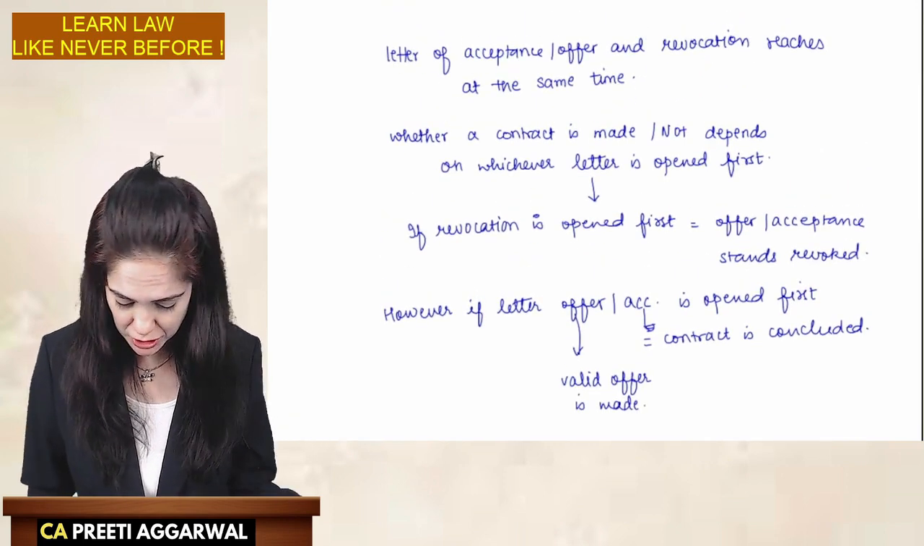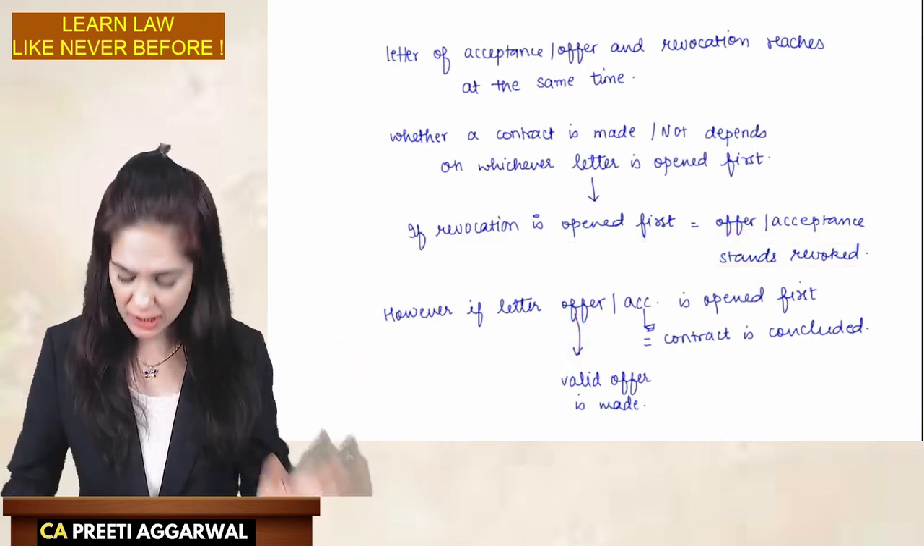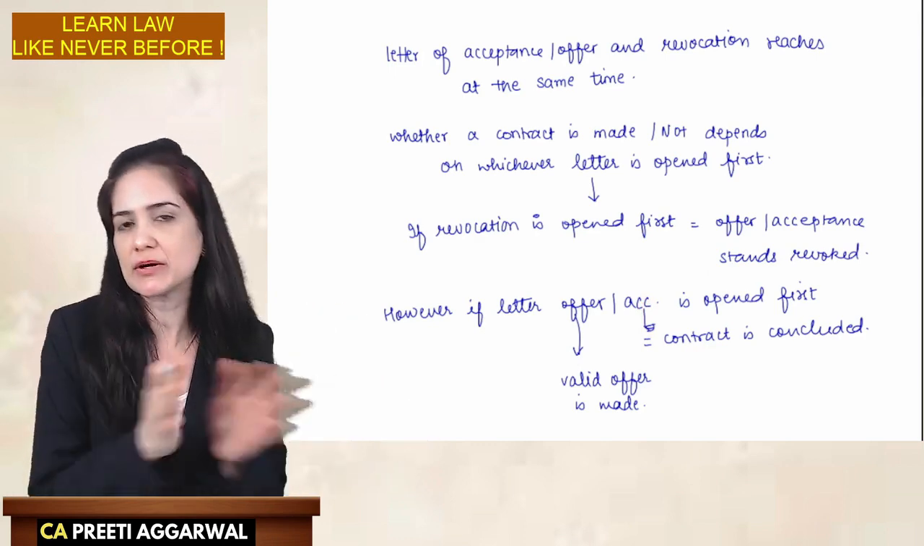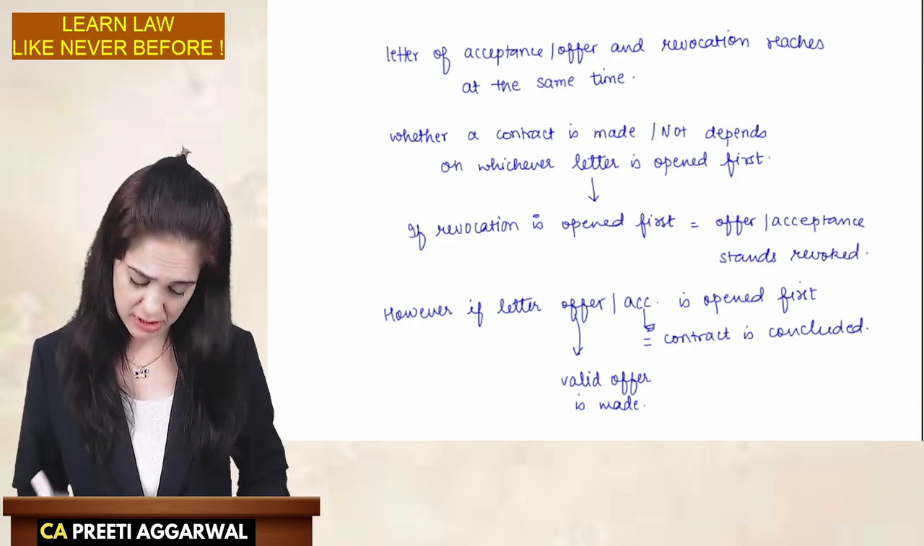So if the revocation is opened first, then offer or acceptance stands revoked. If the letter of offer reaches, then that offer is valid. If the acceptance letter reaches and that is opened, then a contract is concluded. All right. So it depends on whichever letter is opened first.